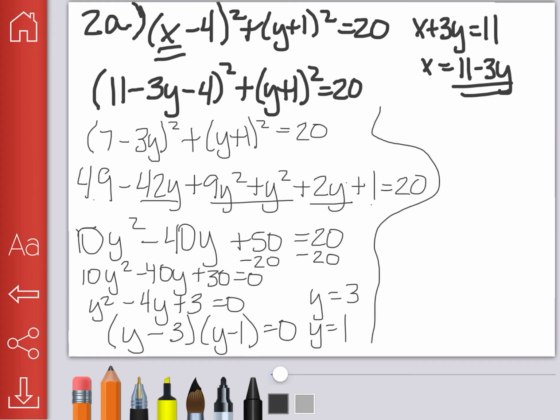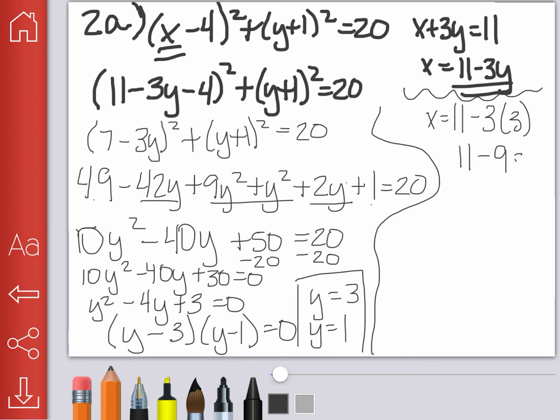Okay, and I need to kind of section off here. So I've got my x. So remember, you just found y. You're plugging in and solving for x. So x equals 11 minus 3 times 3. That's 11 minus 9, which is 2. So x is 2 and y is 3. So 2 comma 3, not 3 comma 2, it's 2 comma 3, because you just solved for x.